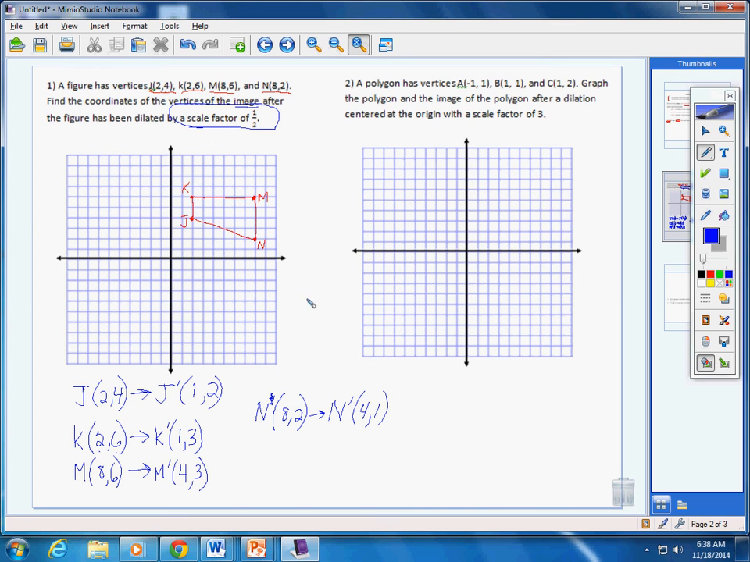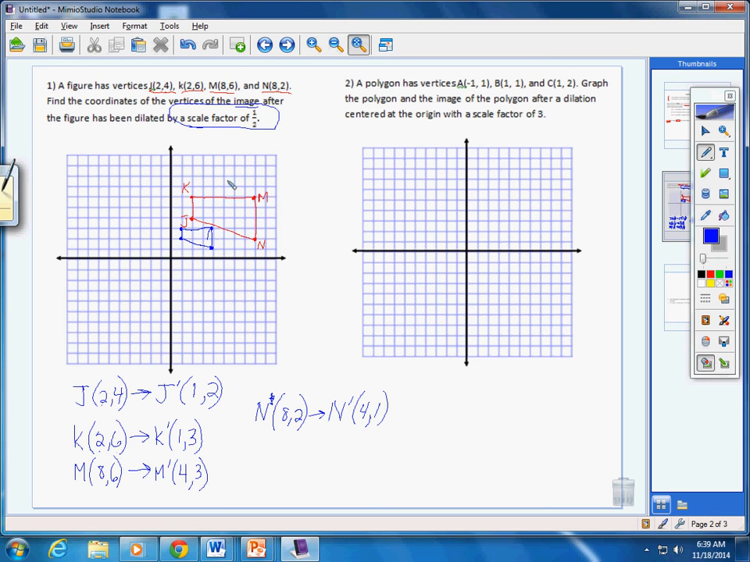So let's graph these points. J prime is 1, 2. K prime is 1, 3. M prime is 4, 3. And N prime is 4, 1. So if you notice, there's our new figure, and you could easily label those points. Okay, so there's our new figure.